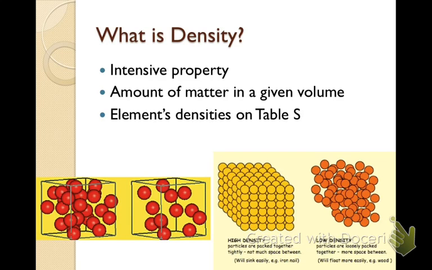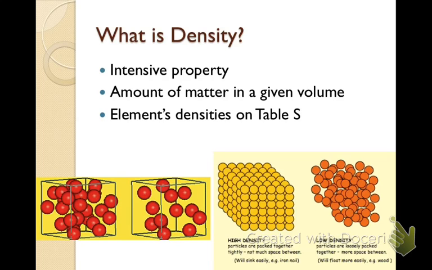So density is an intensive property, meaning that it doesn't matter how much of the sample that you have, but the density itself will always stay the same. So the density of aluminum in one sample will always be the same as the density of aluminum in a different sample. It's pretty much how tightly compact or how much matter is in a certain amount of volume.